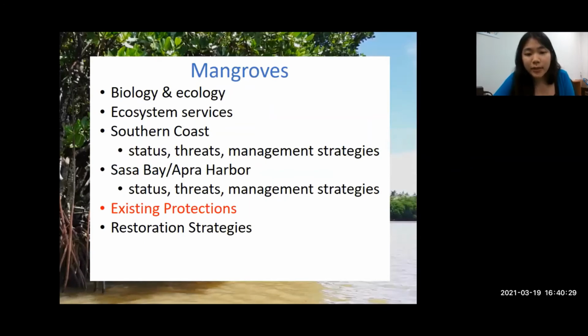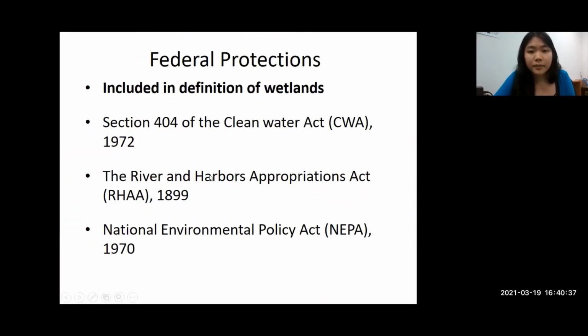And then existing protections for our mangroves. So major threat in the past was development, right? Removal for construction. So there's various federal and local protections for our mangroves. Some of these are the same thing as seagrasses, right? Section 404 of the Clean Water Act handles dredging and filling of areas. The RHAA affects navigable waterways, any projects constructing navigable waterways, and then NEPA also requires environmental impact statements.